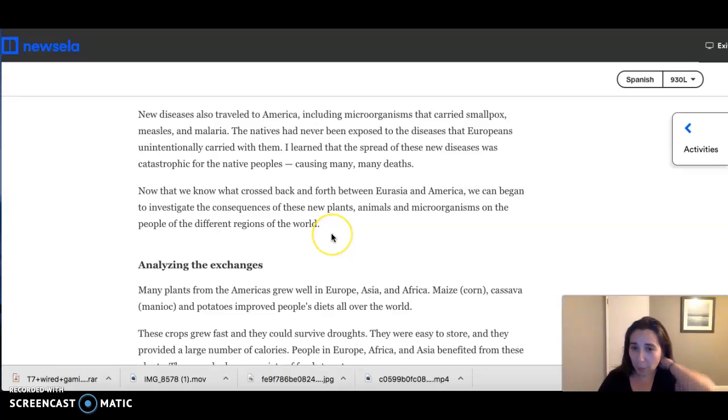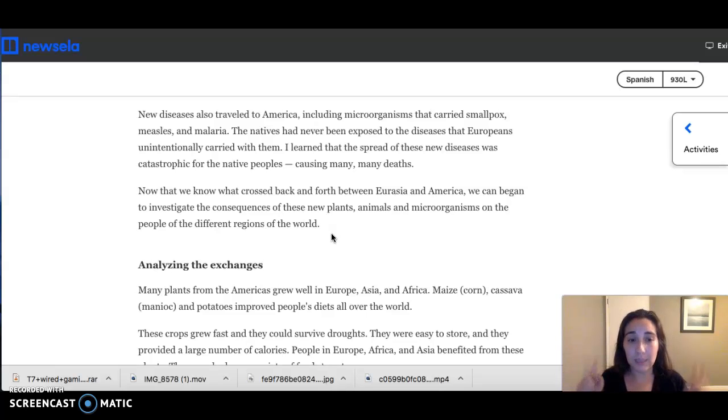Okay, at this point, you might want to pause and go back and annotate. This section was interesting. It was just talking about how there are plants, animals, and diseases that did not exist in the Americas. For example, wheat and horses and pigs and cows. Those were only in Afro-Eurasia. Those did not exist in the Americas.